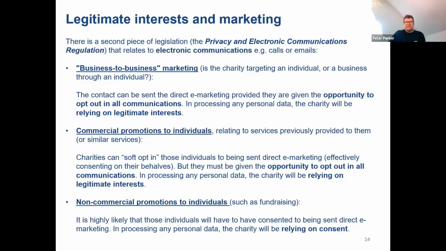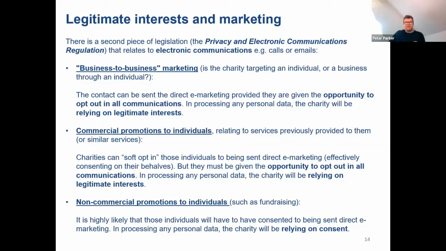So in relation to business marketing, this is where a charity is targeting a business, but they may be targeting that business through an individual and indeed using that individual's corporate email account. The contact, the individual, can be sent the direct e-marketing provided they are given the opportunity to opt out in all communications. So in processing any personal data in this way, the charity will be relying on legitimate interests of undertaking the marketing activity.